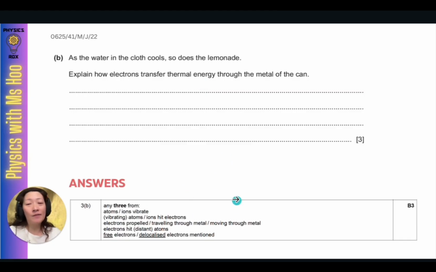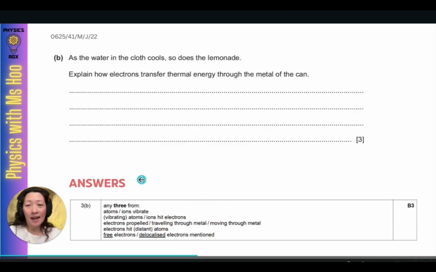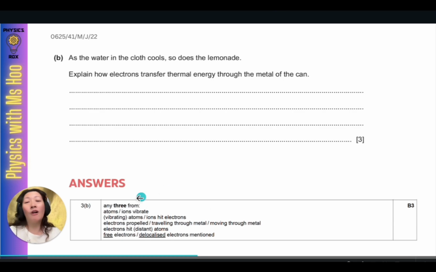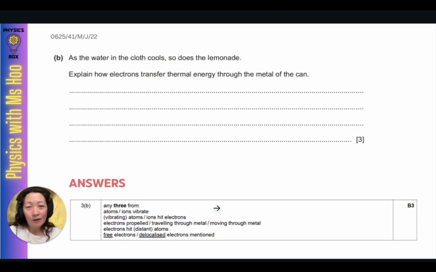And as you can see from the mark scheme, yes, this is exactly about how electrons can transfer thermal energy easily through metal. So some students, when they read this question, start answering in terms of how the water and the laminate cool down instead of talking about the electrons. You can see from the mark scheme here, nothing to do with the water or the cloth or the laminate. So this is what I mean when I say you have to read the question carefully. The first part of the question has nothing to do with the actual question.